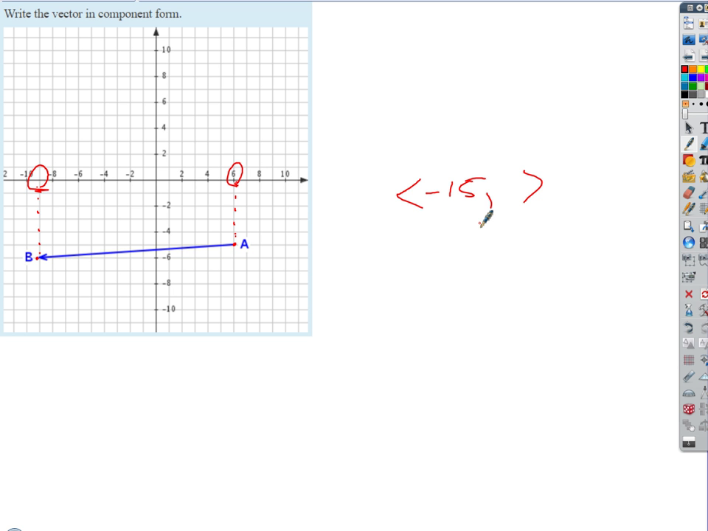And then what about vertically? Well, it looks like we went from -5 down to -6. So -1, went down 1, right? That's my answer. Okay.